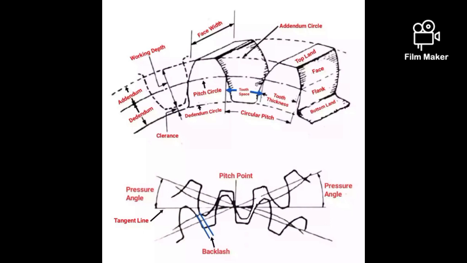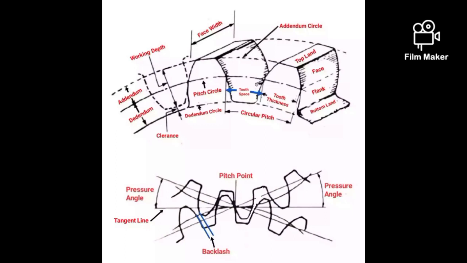Next we shall see about pitch point. Pitch point is a common point of contact between two pitch circles. Next we shall see about the pressure angle. It is the angle between the common normal to two gear teeth at the point of contact and the common tangent at the pitch point. It is usually denoted by phi. The standard pressure angles are 14½ and 20 degrees.